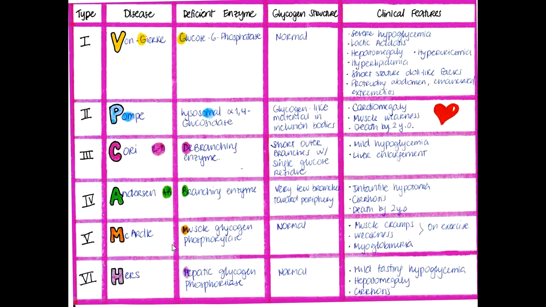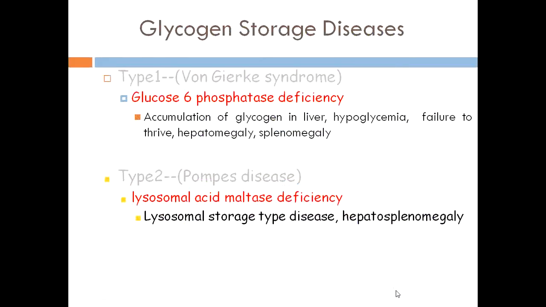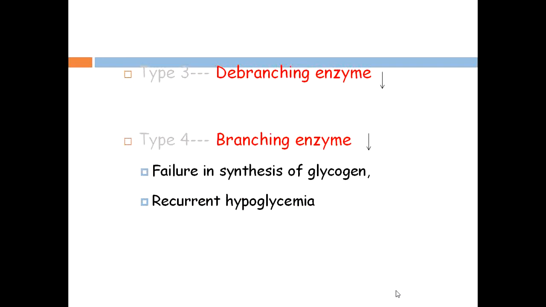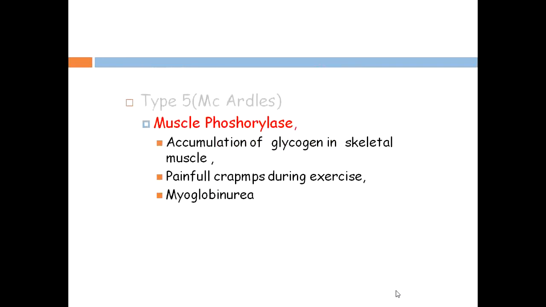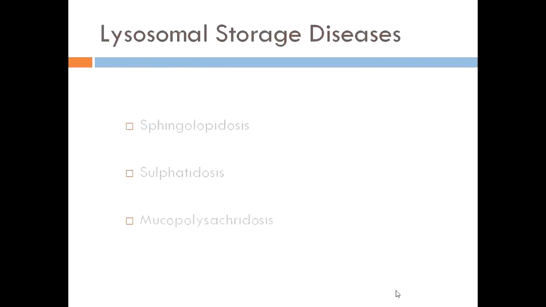McArdle is due to muscle glycogen phosphorylase deficiency and patient presents with muscle cramps, weakness, and myoglobinuria, while Hers is due to hepatic glycogen phosphorylase deficiency. So manifestations are mild fasting hypoglycemia, hepatomegaly, and cirrhosis. I already told you about Von Gierke's disease, Pompe disease, Cori, Andersen, McArdle, and Hers.